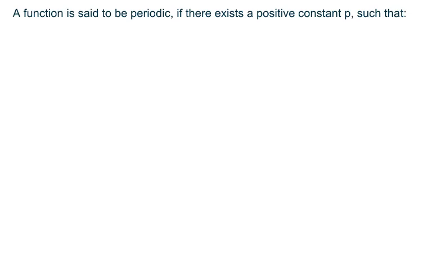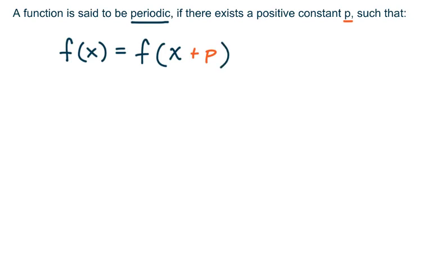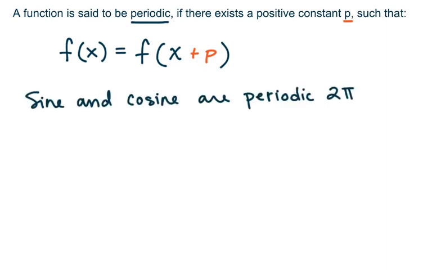So one thing we've noticed is that both sine and cosine have this period. A function f of x can be said to be periodic if we can add some positive constant p such that it would still be equal to itself. So f of x plus some p value. As we noticed, sine and cosine are periodic 2 pi.